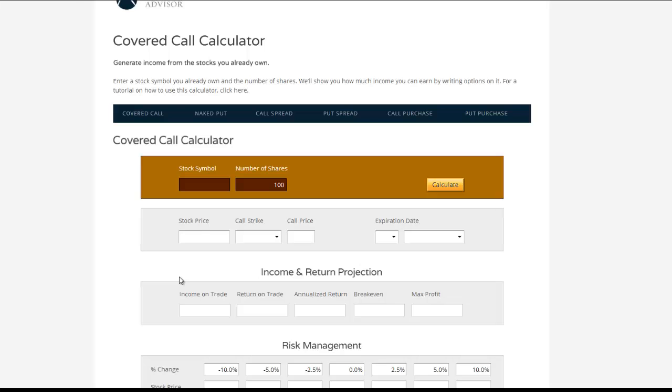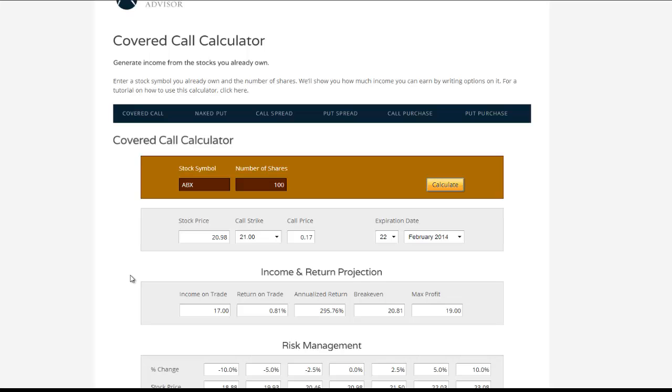So we're going to look at Barrick's Gold. We'll enter in the ticker for Barrick's Gold right now. For number of shares, I will use 100 for simplicity, but you can change that to any number of shares that you have in your portfolio. Press calculate, and you'll see it auto-populates everything down here.